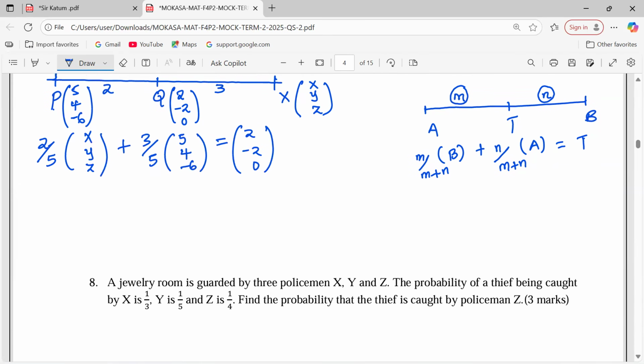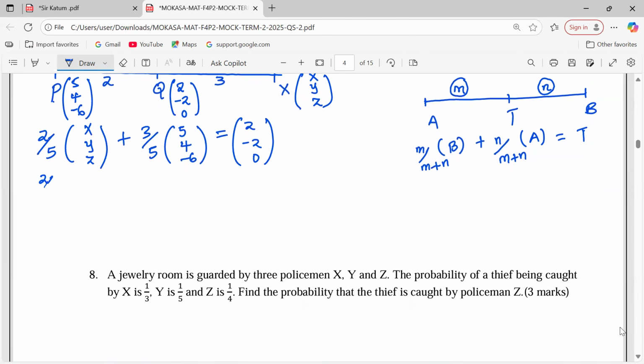We proceed. 2 out of 5 x plus 3 over 5 by 5, giving us 3. This is equal to 2. So 2 over 5 x equals -1. How do we remain with x? We multiply by 5 over 2, both sides. -1 times 5 over 2. There should be 5 over 2, giving us -5.